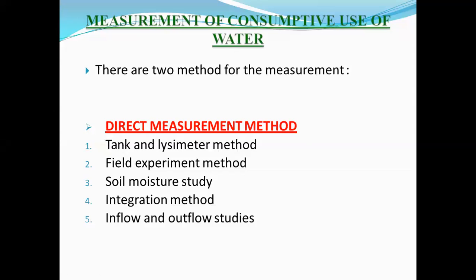First one is tank and lysimeter method. Second one is field experiment method. Third one is soil moisture study. Fourth one is integration method. Fifth one is inflow and outflow studies. Right. So we study detailed information about these sub methods.